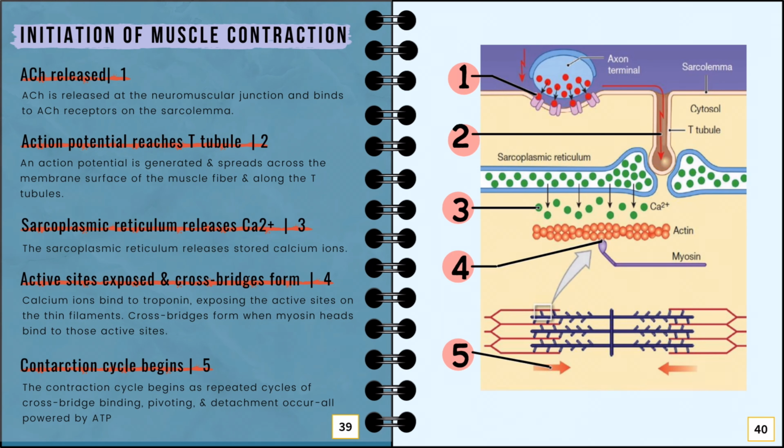Here is what happens during initiation of muscle contraction. First, ACh is released, action potential reaches the T-tubule, then sarcoplasmic reticulum releases calcium ion, active sites are exposed and cross-bridge forms, and the contraction cycle begins. For further explanation, you can refer to the diagram that is included in the slide.